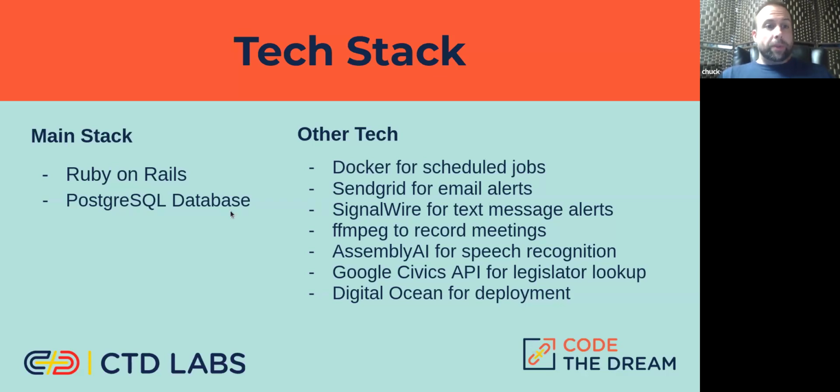Upstate was primarily built on Ruby on Rails with a PostgreSQL database. Outside the Rails environment, we use Docker for scheduled jobs, SendGrid to send email alerts, SignalWire for text message alerts, FFmpeg to record meetings, AssemblyAI for speech recognition and transcriptions, Google Civics API for legislator lookup, and DigitalOcean for deployment.